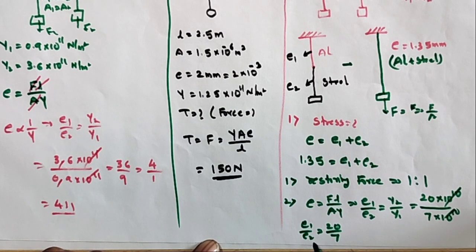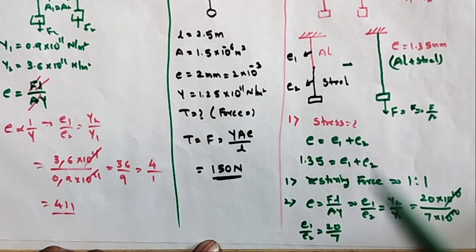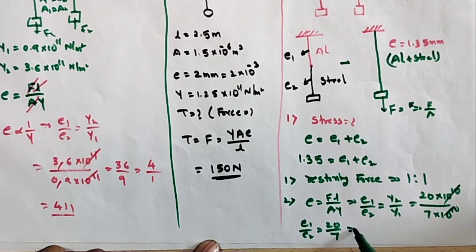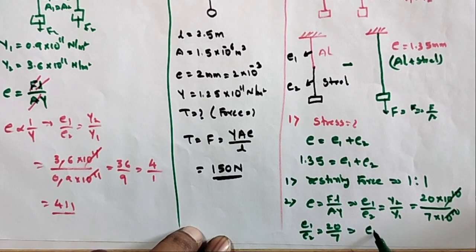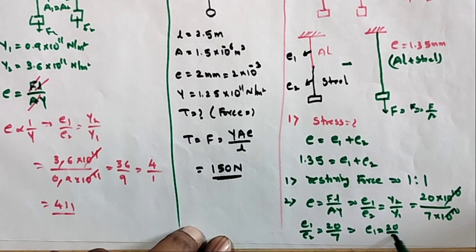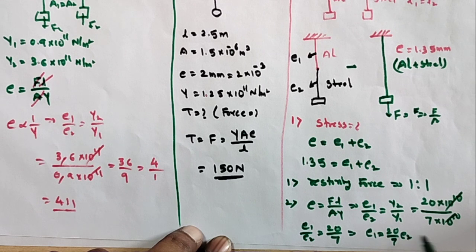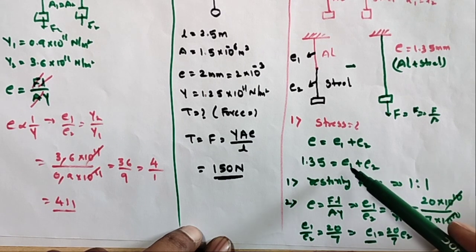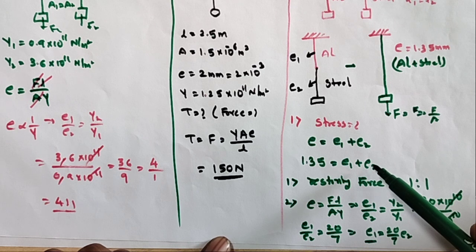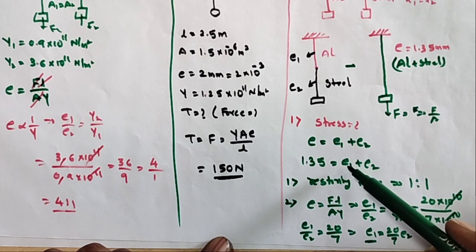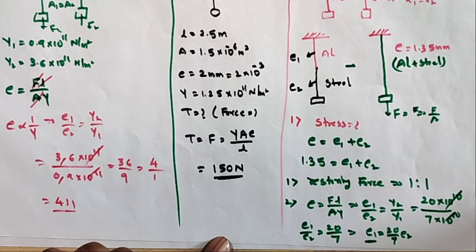Using this, you can calculate the E1 value and E2 value also. E1 by E2 is equal to 20 by 7. What is the E1 value? E1 is equal to 20 by 7 E2. Substitute this E1 value in this equation and you find the E2 value. After you get the E2 value, you can calculate E1 also.